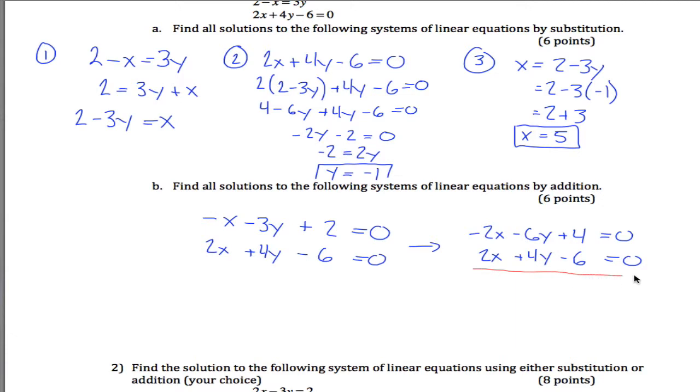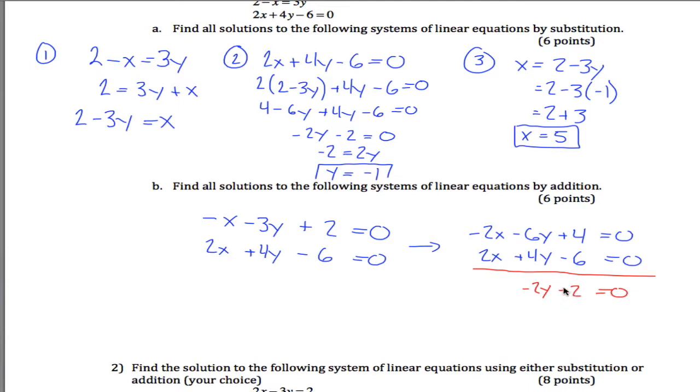Anyways, now we can add up these equations. Negative 2x plus positive 2x is 0. Negative 6y plus positive 4y is negative 2y. Negative 6 plus positive 4 is negative 2. And we get this familiar looking equation.